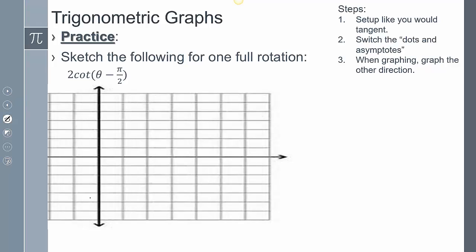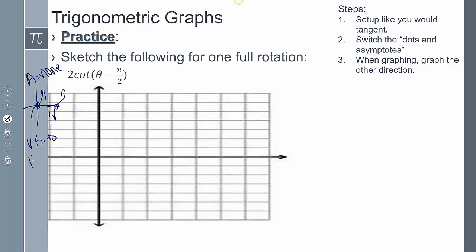So this first one here, 2 cotangent of theta minus pi halves. Now remember, we have to just describe it. My amplitude, there is none. Now normally my tangent graph, we know that dad helps us graph this, so it's dot, asymptote, dot. And it has kind of like that image going on there. My vertical shift, there isn't any.